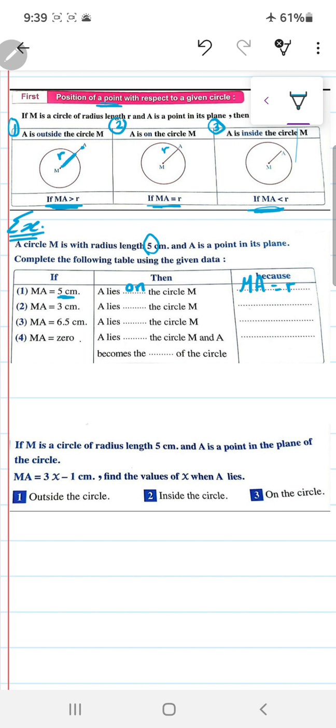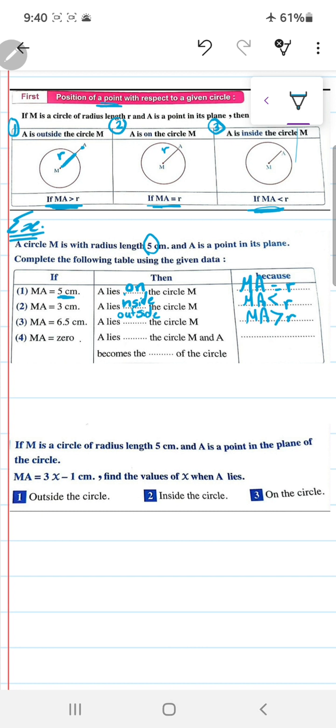Number 2, MA equals 3 centimeters. So MA here is smaller than the radius. So A lies inside the circle M. Why? Because MA is less than R. Number 3, here MA equals 6.5. So MA is greater than the radius. So here A lies outside the circle. Why? Because MA is greater than R.